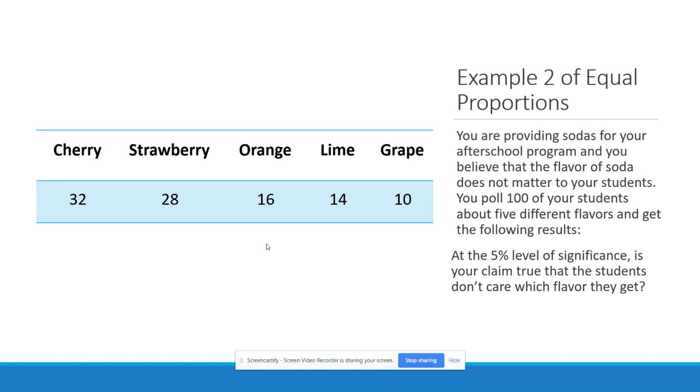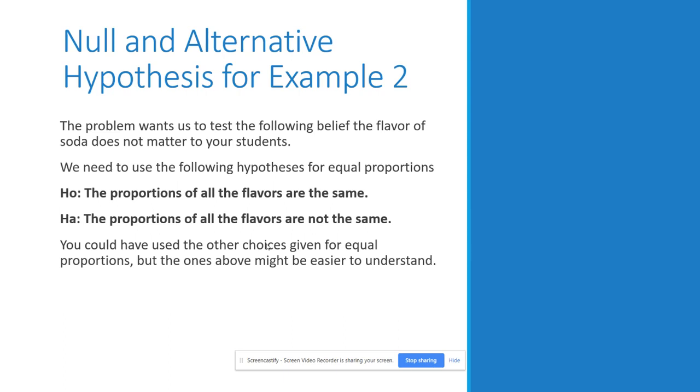Another way to say that you don't care about the flavors your students get is that the flavors occur equally. So my null would be the proportions of all the flavors are the same. And again, remember, the null is the equality sign. It's everything is equal. So the proportion of cherry equals the proportion of strawberry equals the proportion of orange equals the proportion of lime equals the proportion of grape. The alternative is that the proportions of all the flavors are not the same.